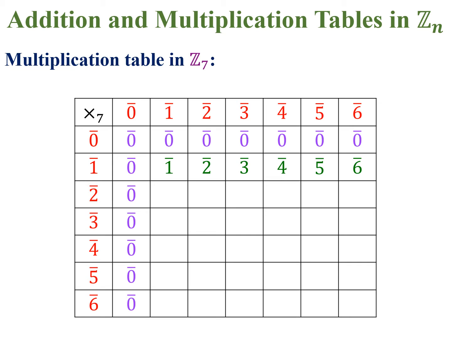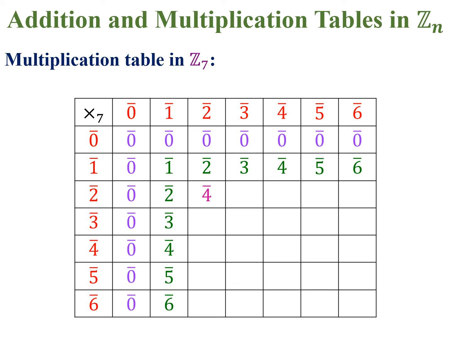Similarly, in this column, the results are obtained by multiplying these classes by class of 1, and so these classes remain as they are in this column. Now in this cell, the result is obtained by multiplying class of 2 with class of 2. 2 into 2 is 4, so here will be class of 4.